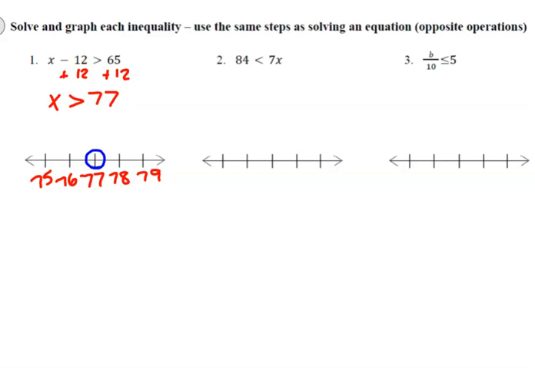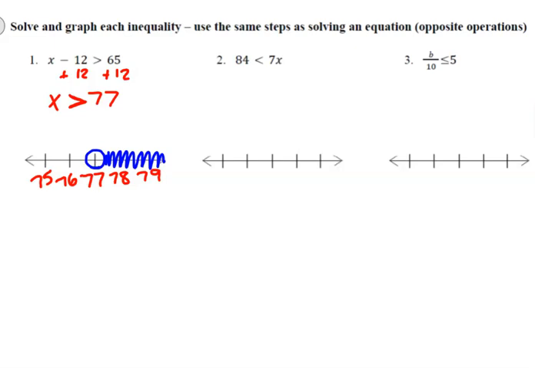So we want the numbers that are greater than 77. So that means we want 78, 79, and so on. So we shade to the right. You can use your inequality symbol almost like an arrow. Look at how this inequality symbol is sort of pointing to the right, pointing towards that 77. That can help you with shading, but that only works if your x is on the left-hand side.